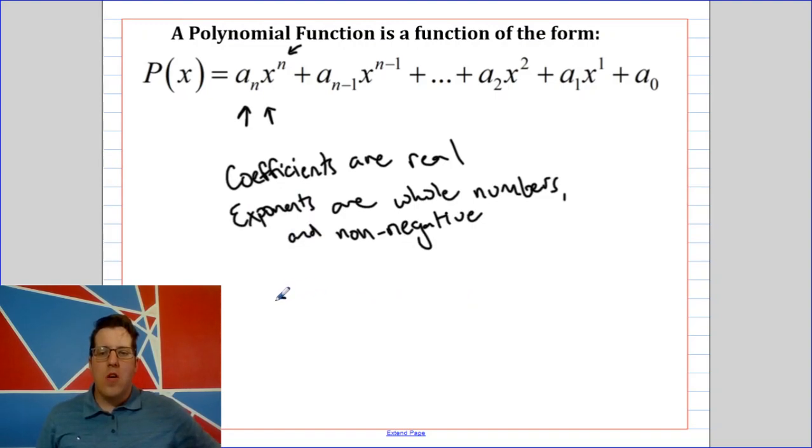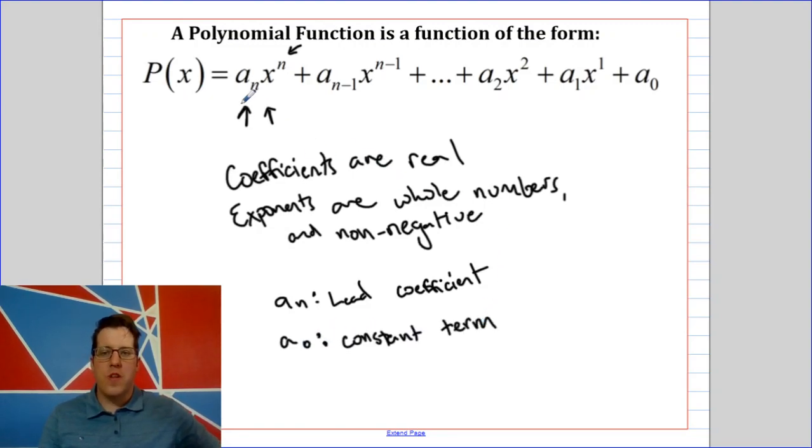Our a sub n is going to be our lead coefficient, and our a sub 0 is going to be our constant term. You'll notice that all of these have an x except for a sub 0, and that's because continuing in the pattern, it would be x raised to the 0 power, and x raised to the 0 power is just 1. When we talk about higher order polynomials, that's going to be things with a degree greater than 2.